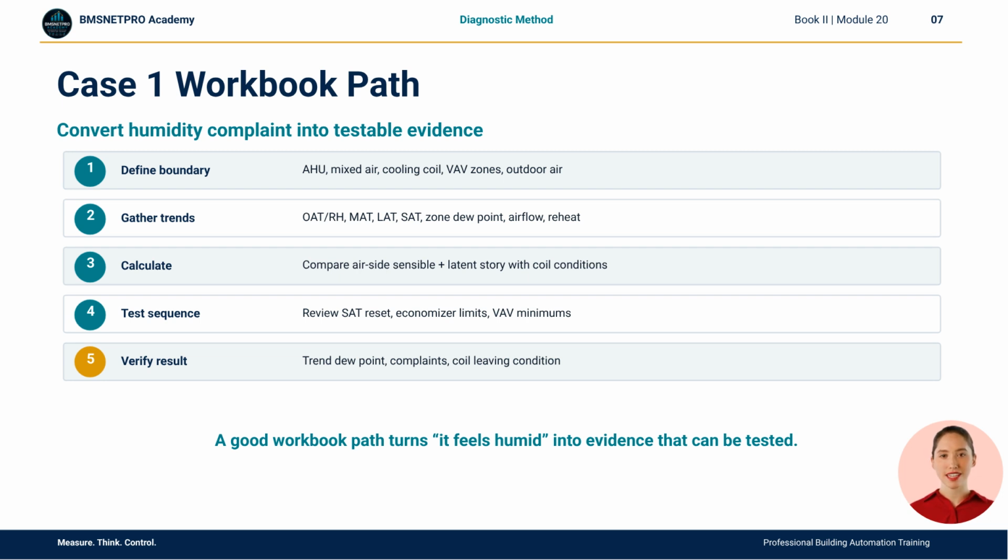side story. Is the coil cold enough, and is there enough contact time to remove moisture? Fourth, review the sequence: supply air reset, economizer enable, VAV minimums, humidity overrides, and reheat limitations. Finally, verify the result. The decision is successful only if dew point, complaints, and coil leaving conditions improve together. The workbook is not extra paperwork. It is the thinking path.